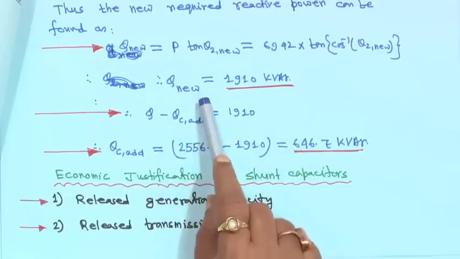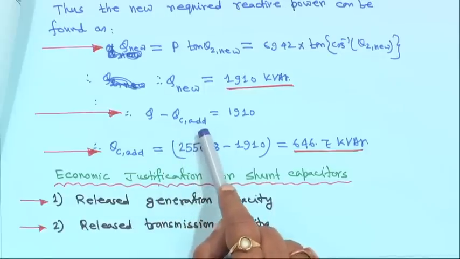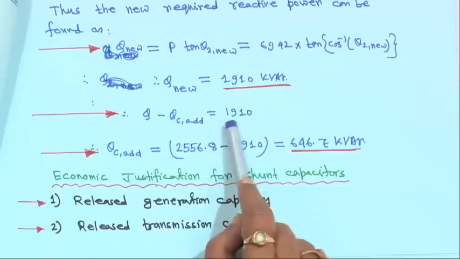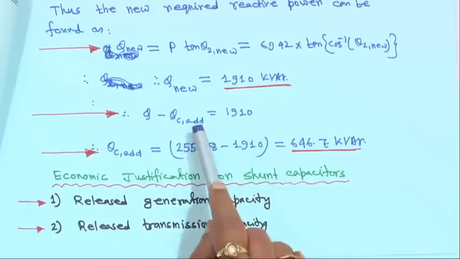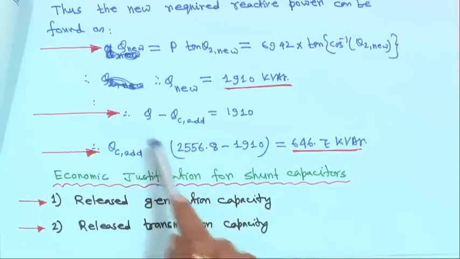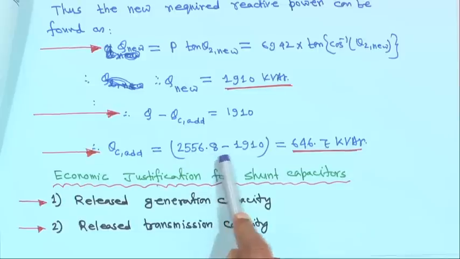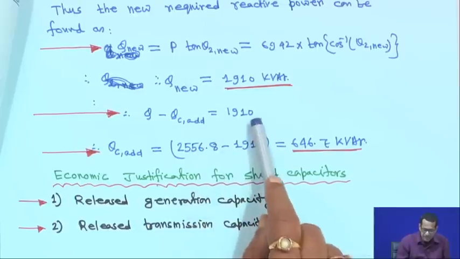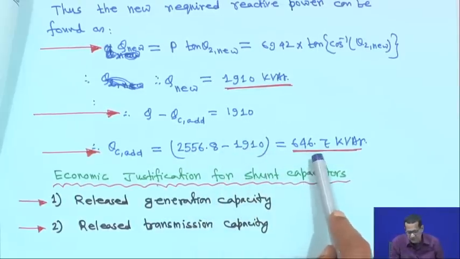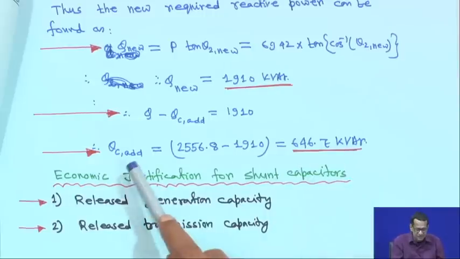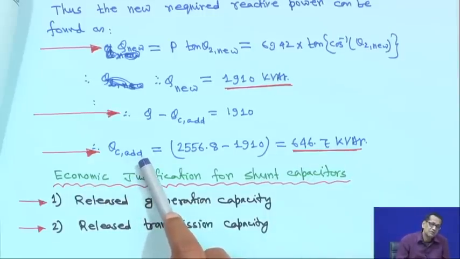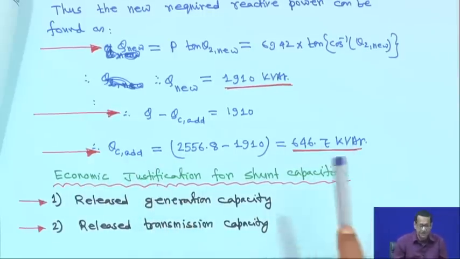Therefore, we know Q new is equal to Q minus QC, where QC add means the additional capacitor. So, Q new is 1910. Therefore, QC add is equal to Q, which is 2556.8, minus 1910. So, it is coming 646.7 kilovar, that means this amount of additional var is required, right.